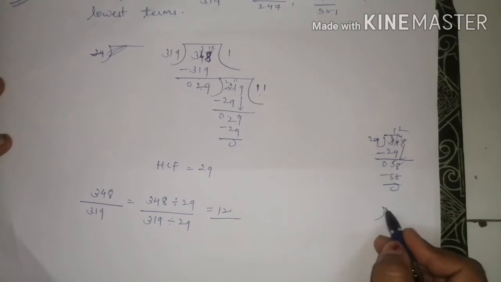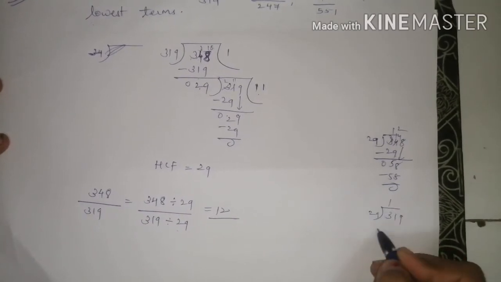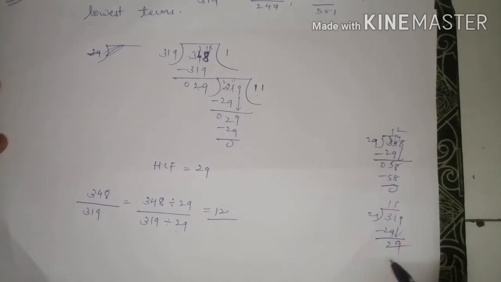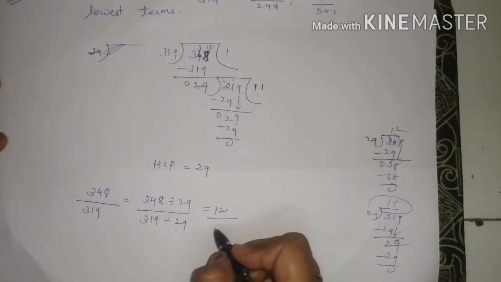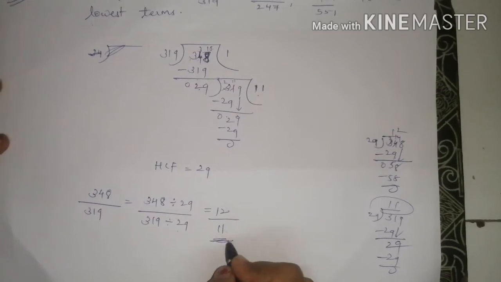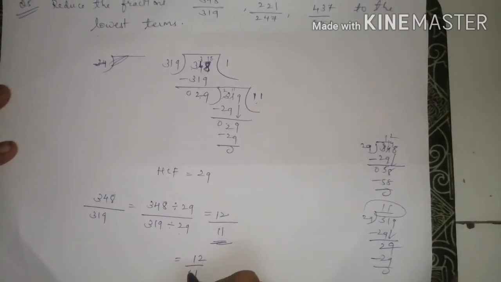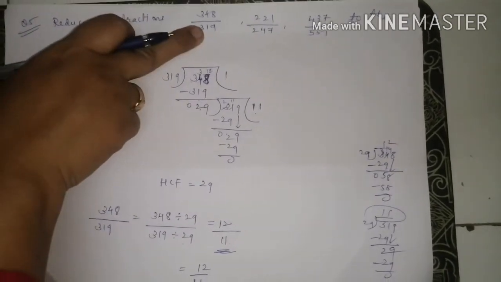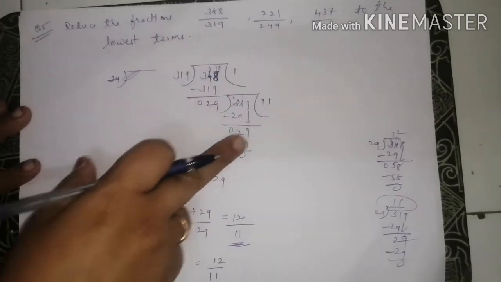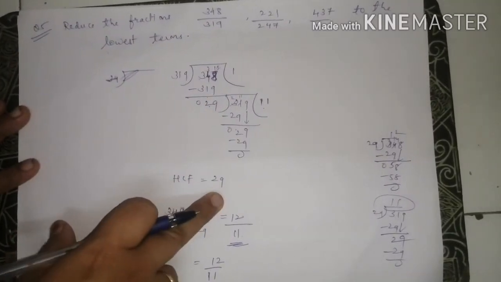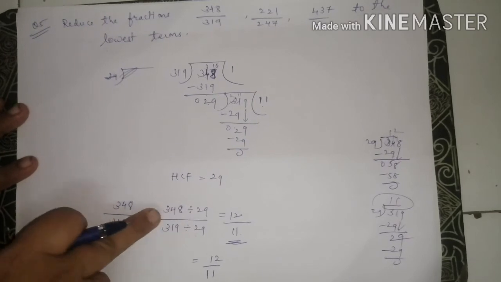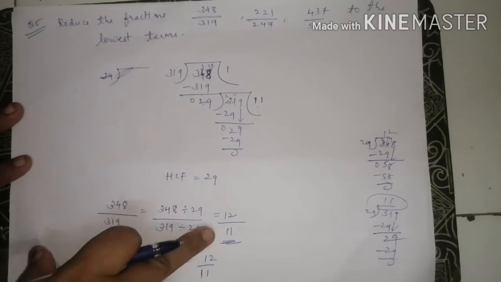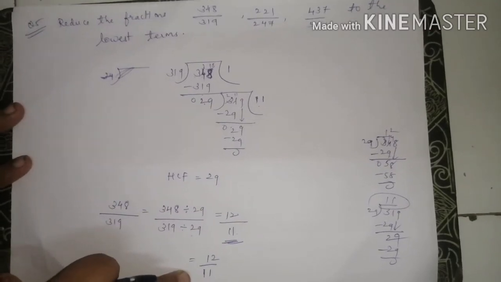Now divide 319 by 29. 29 ones are 29. 31 minus 29 gives you 2. Take this 9 down. 29 ones are 29. If you divide, you get 11. So 12 upon 11 is the lowest form of this fraction. 348 divided by 319: first divide it. After dividing, the last divisor is your HCF. You have to divide the numerator and denominator by that HCF to get the lowest fraction. So 12 upon 11 is our lowest fraction.